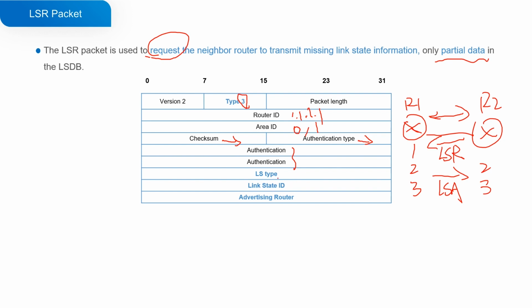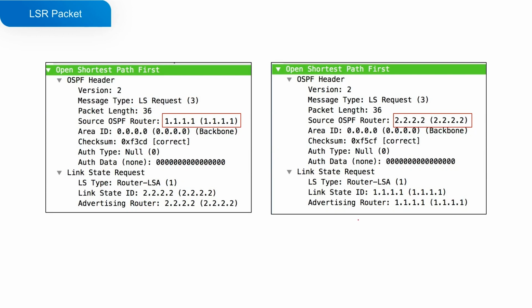So the LSR will include this information to request which LSA I want. So please send me, right? We will use this information to start requesting the specific LSA based on the DBD packet from the peer. So this is the LSR packet. After this, we can see the LSR packet details here.